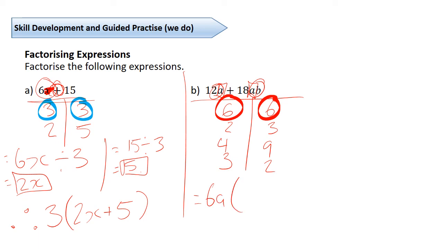So what times 6A will give me 12A? Well, 2 times 6A will give me 12A. And plus, what times 6A will give me 18AB? Well, 3 times 6 will give me the 18. And I also need a B in there as well.